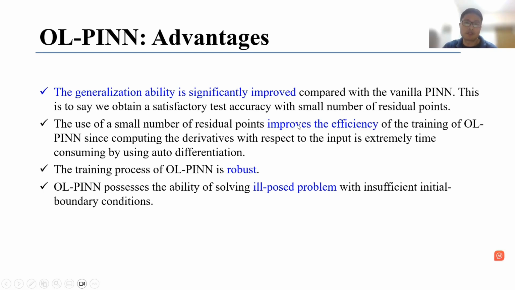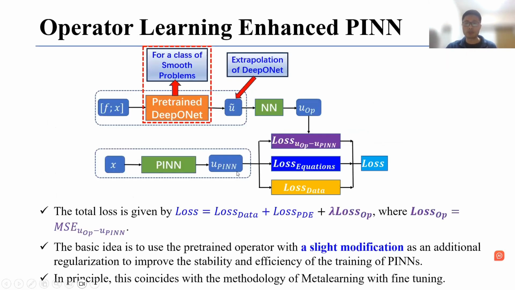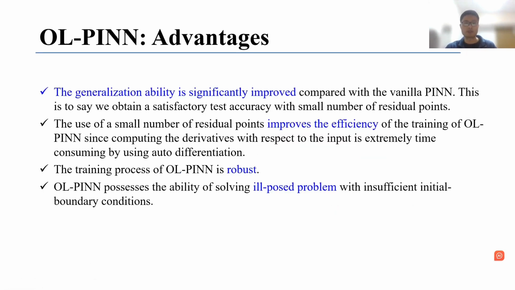And the second one is, since we don't use too many latitude points, it's very efficient to train the neural networks. And the third one is that the training process is very robust, because you can treat this as some kind of regularization. So actually the training process is very robust.